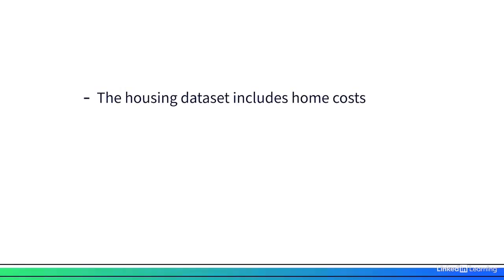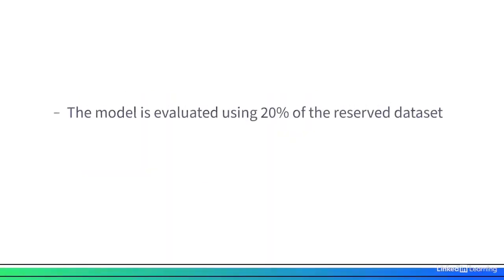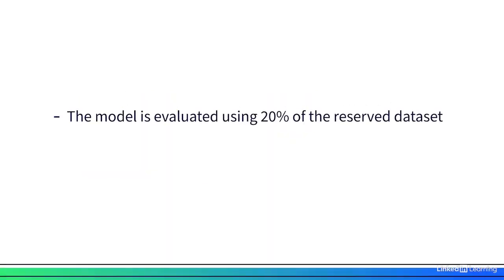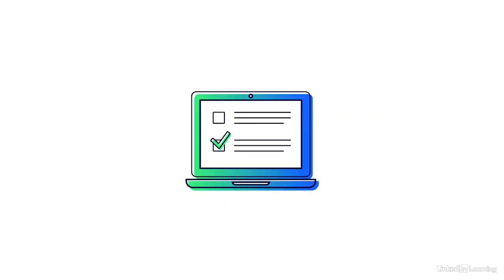For example, we include the cost of home in our housing dataset. Loss functions are mainly used to optimize training, not for an overall judge of performance. After training, your model is evaluated using 20% of the reserved dataset. We judge the model based on data it hasn't seen before. Like in the real world, a student's final exam contains questions they've never seen before. It's the best way to test actual knowledge.